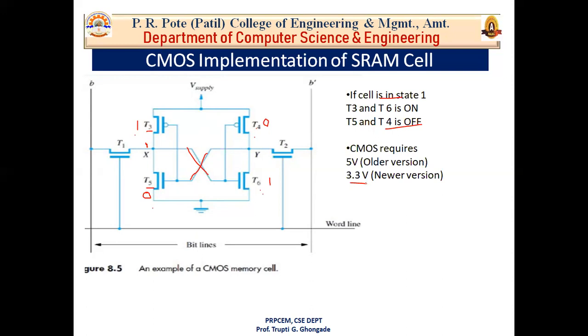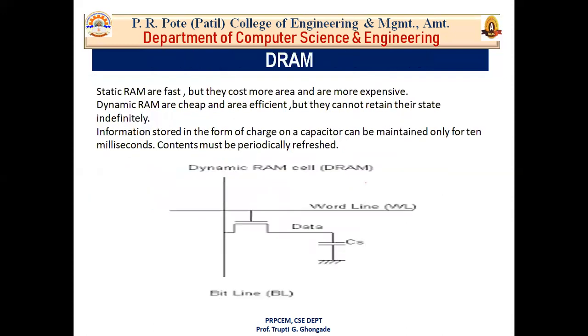Now what is static RAM? Static RAM is a memory which can hold information as long as power is supplied to it. So it is also called a volatile memory. Volatile memory SRAM. They are really fast because their memory access time is less. It takes only a few seconds to get information from SRAM, but they cost more area and they are more expensive.